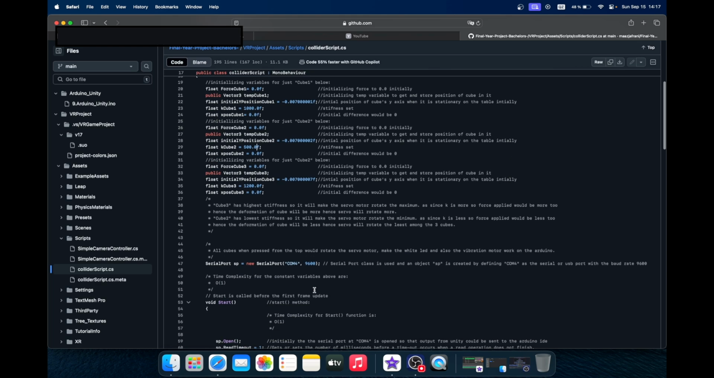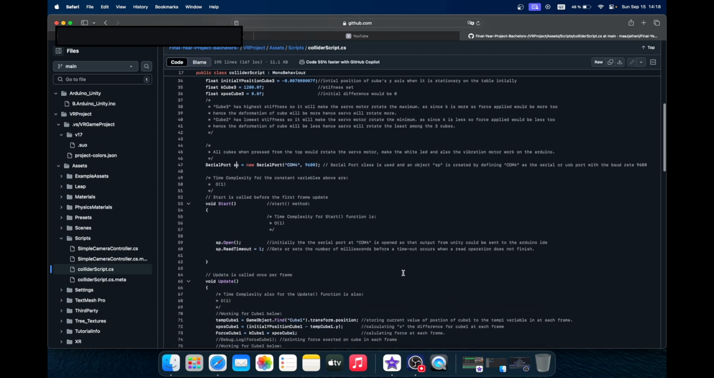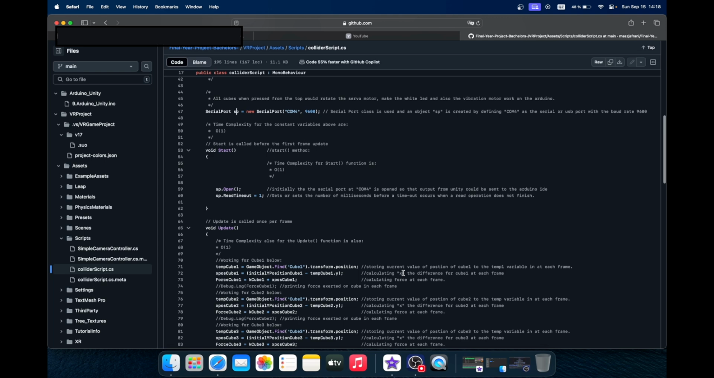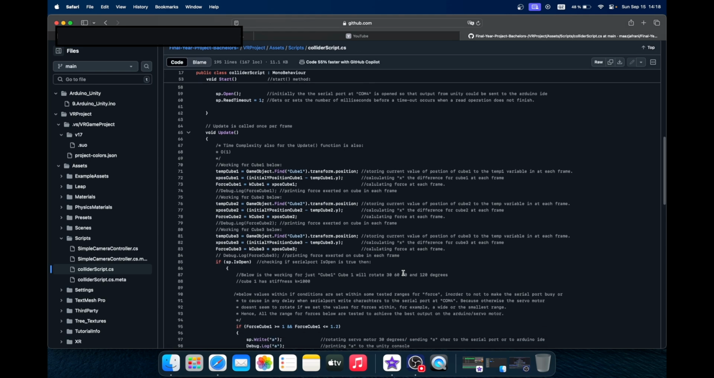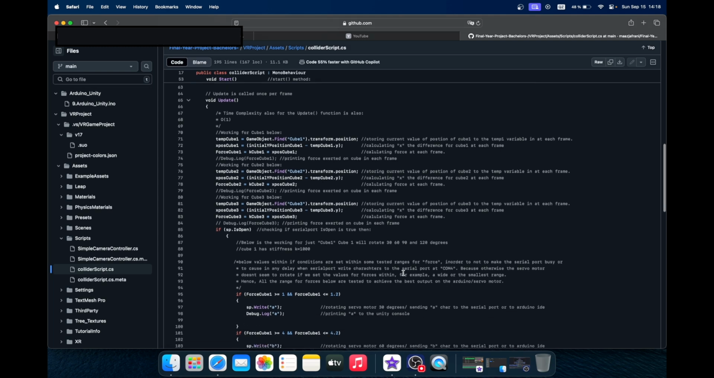So I was basically setting up a serial port, as you can see here. Serial port SP is an object, and 9600 is basically the baud rate. I will also provide a link to this GitHub repo in the description, so you can clone and use it. You can use it in any project. It doesn't specifically mean that you need to use it with Unity and Arduino only.